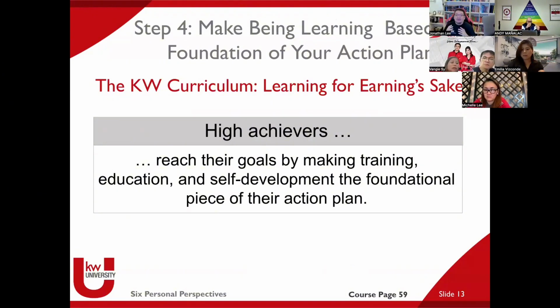focusing on how we put learning base as a foundation of our action plan, right? High achievers reach their goals by making training, education, and self-development the foundational piece of their action plan. So there are about 60, 70 people here on this group and also on Facebook altogether. Congratulations, you have made this Monday morning, this 1 hour of your time, a foundation to start your week.